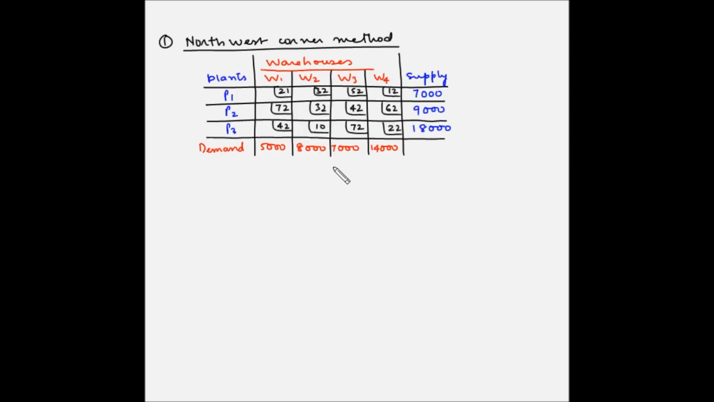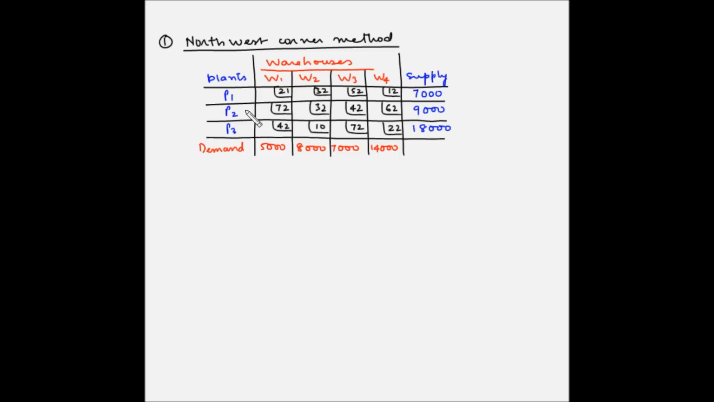So we have to find out the basic initial feasible solution for this transportation problem using all the three methods, which is the northwest corner method, the least cost method, and the Vogel's approximation method. And then we'll compare these three methods. Now the first step is to formulate the transportation table.